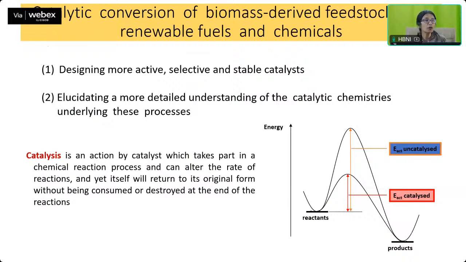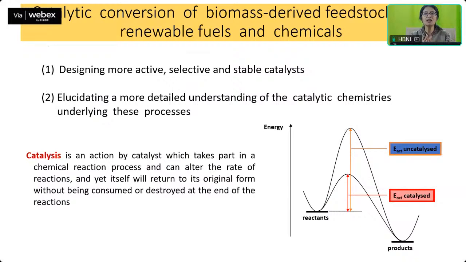So why we are talking so much about renewable energy and biomass is that you need catalytic conversion of biomass-derived feedstock to renewable fuels and chemicals. For catalytic conversion, because it makes the process less energy intensive. When you're using a catalyst, it makes the process less energy intensive. It brings down the cost. It brings down the running cost of that entire process.